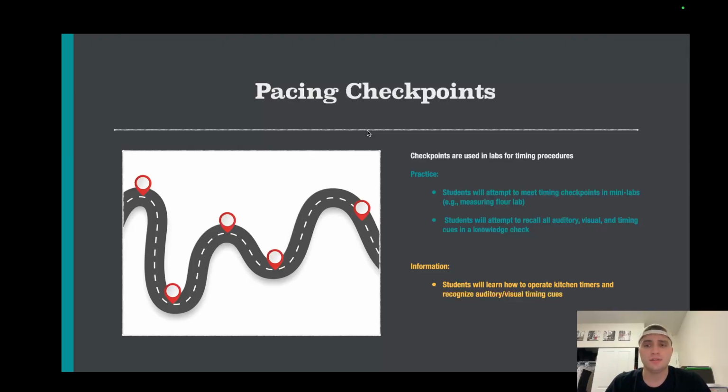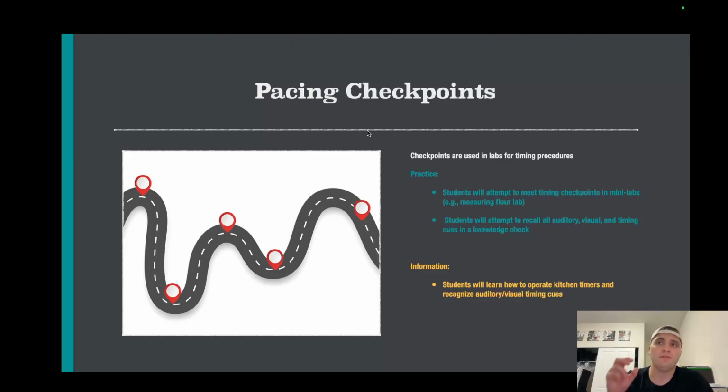We can practice this by conducting mini labs and having students meeting mini checkpoints. So for example, let's say we are going to have a mise en place lab. I will say by minute 5, your flour needs to be measured, and they can sit there and set their timer and try to measure their flour in the time that is allotted.